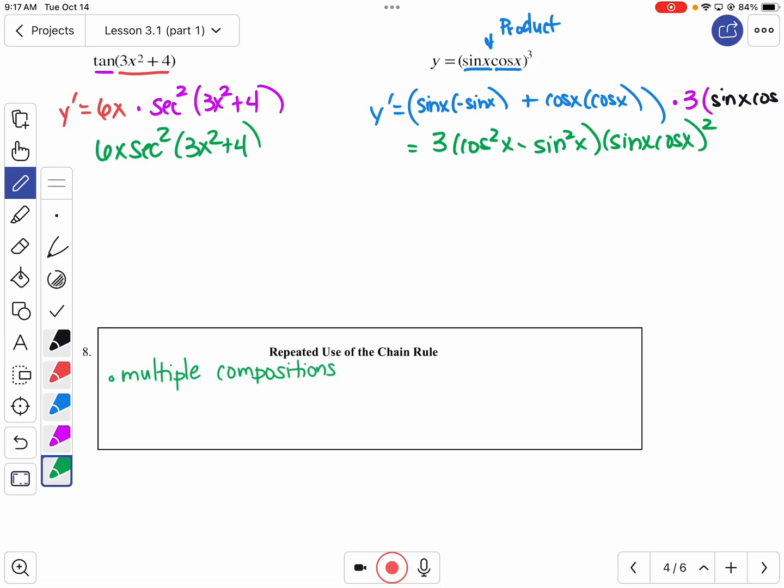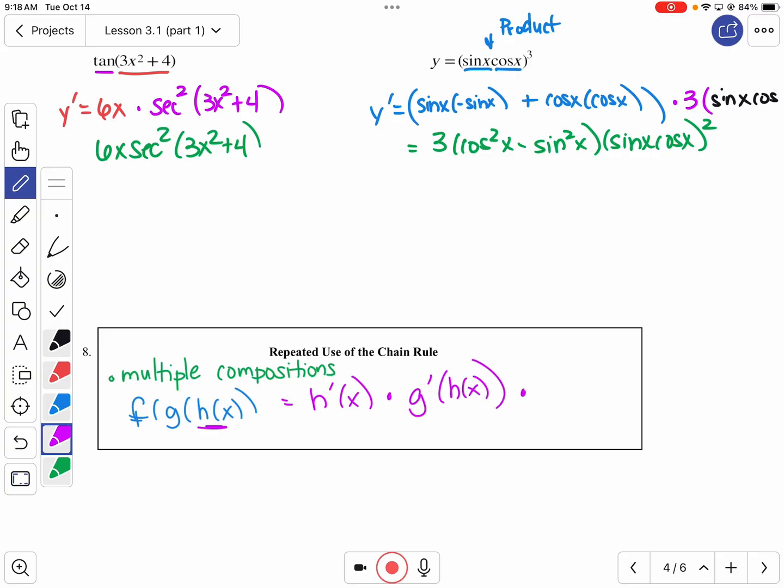Okay, I have multiple compositions, like H of, let's do it this way, F of G of H of X, right? There's just a lot of different inputs. Our chocolate process, there were multiple inputs that started, right? And so we would start with H prime of X. It is the most inside function, okay? Times G prime, but keep the H of X, right? Times F prime, but keep the G of H of X.